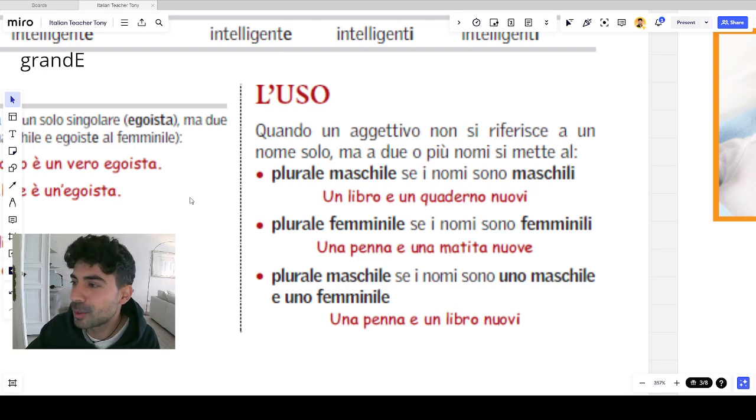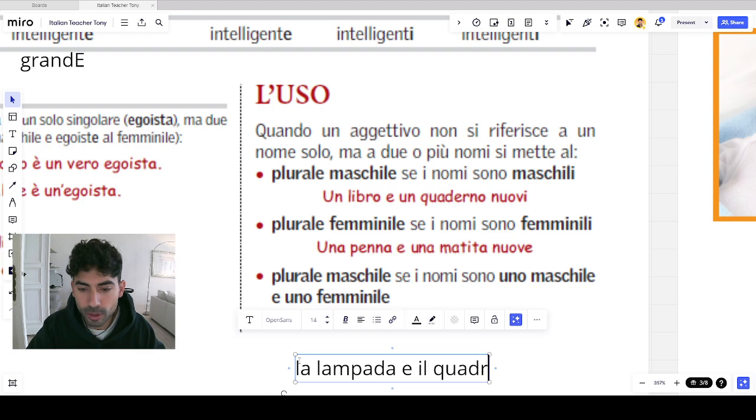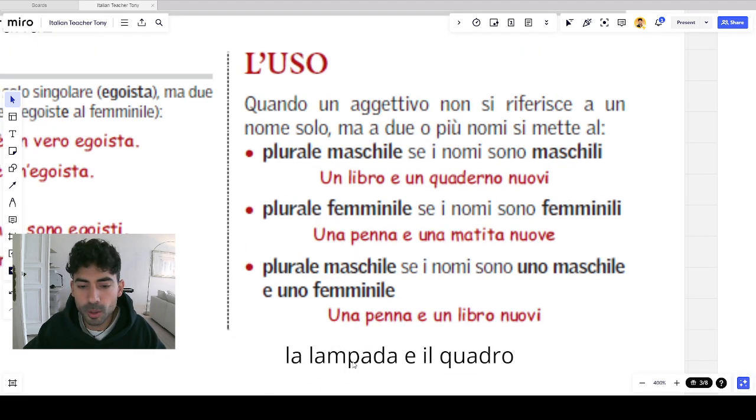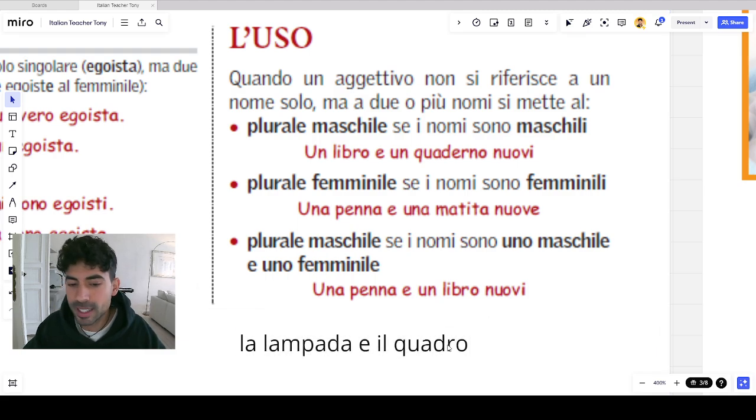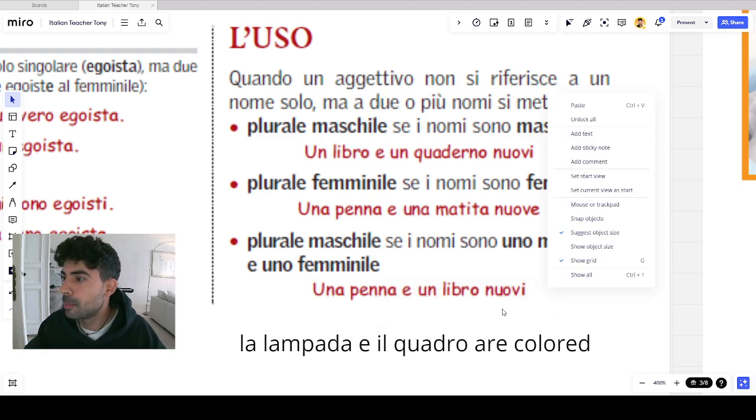Now, how do we differentiate when you have a sum of objects that could be either masculine or feminine together? For example, you want to say the lamp and the painting. La lampada e il quadro. So we have here la lampada e il quadro. These two objects, one is masculine and one is feminine. Obviously, you want to say they are colored, but how do you conjugate?